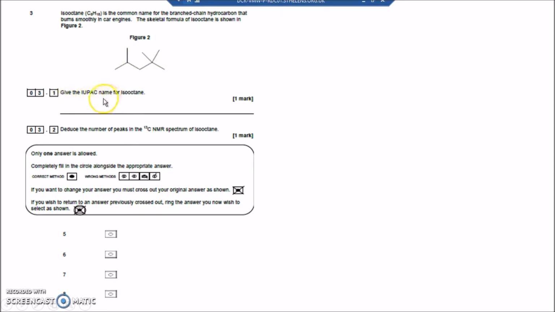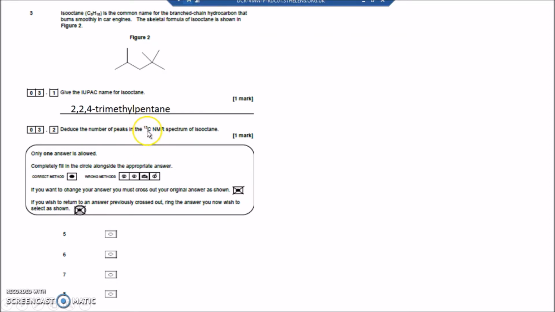Give the name for isooctane. So I've got 1, 2, 3, 4, 5. I've got a 5-long chain, so it's pentane. If I start labelling from the right hand side, these two methyl groups will be at number 2, and this one will be at 4. So I've got a methyl group at number 4 and two methyl groups at number 2, labelled from this end to give lowest numbers. So I've got trimethylpentane, 2,2,4-trimethylpentane.